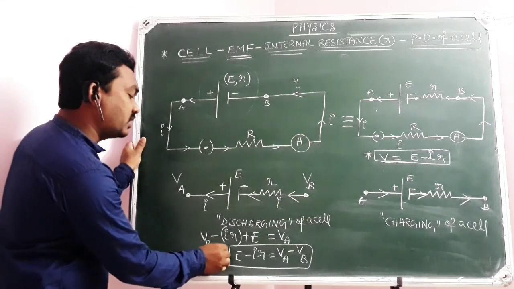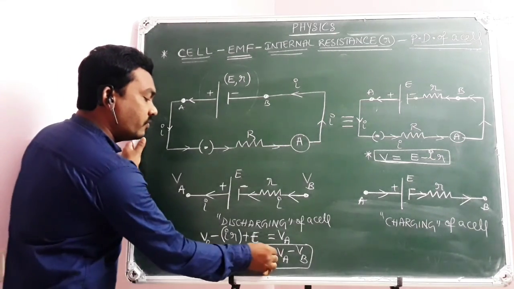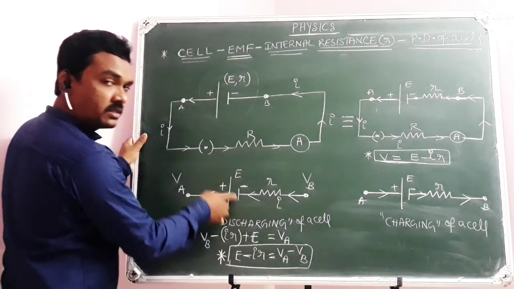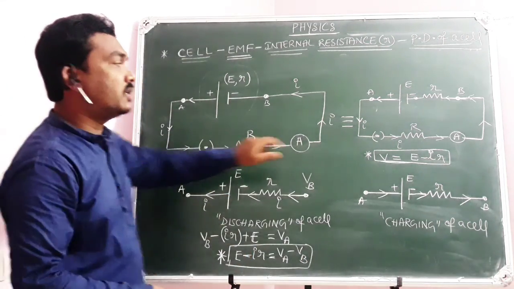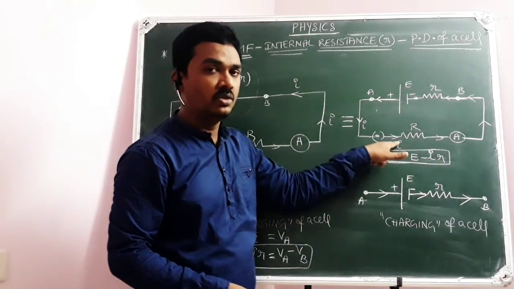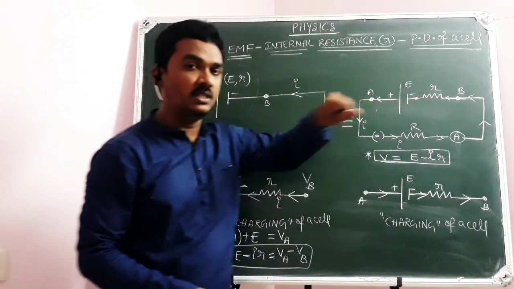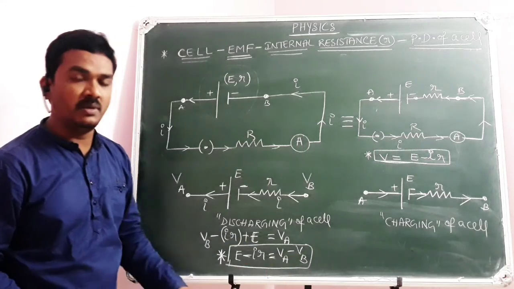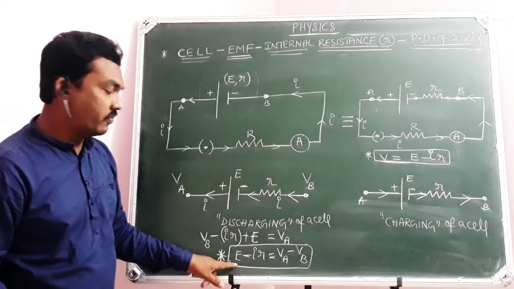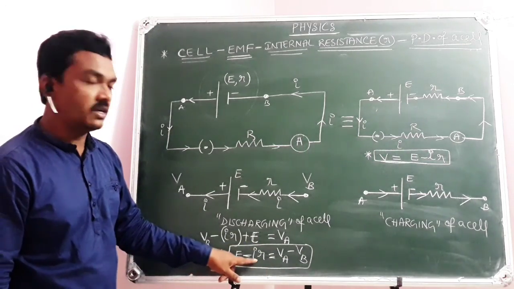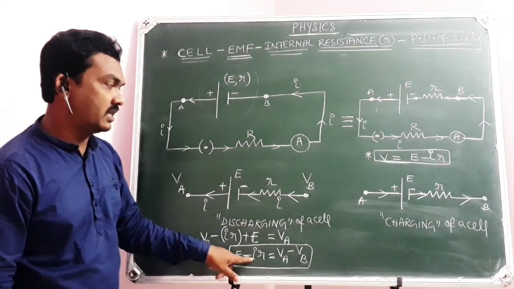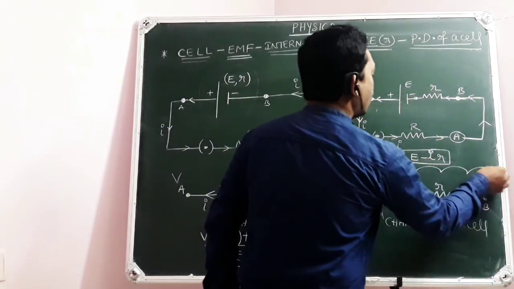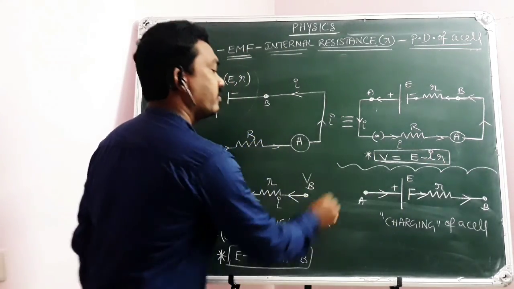Potential difference across the terminals of the cell, VA minus VB, is equal to E minus IR in the case of discharging. When current is drawn from the cell in the electric circuit, whose EMF is E and internal resistance is R, then the potential difference across the terminals of the cell, VA minus VB, is less than its EMF. By how much is it less? By IR. So VA minus VB equals E minus IR. That is nothing but V equals E minus IR.